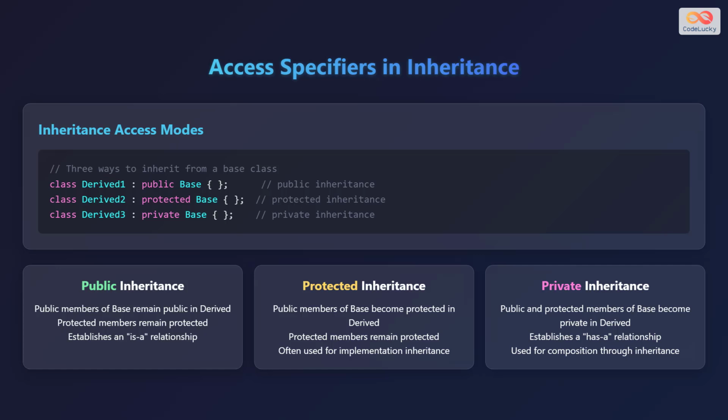With public inheritance, public members of the base class remain public in the derived class, and protected members remain protected. This establishes an is-a relationship. With protected inheritance, public members of the base class become protected in the derived class, and protected members remain protected. This is often used for implementation inheritance. With private inheritance, public and protected members of the base class become private in the derived class. This establishes a has-a relationship and is used for composition through inheritance.